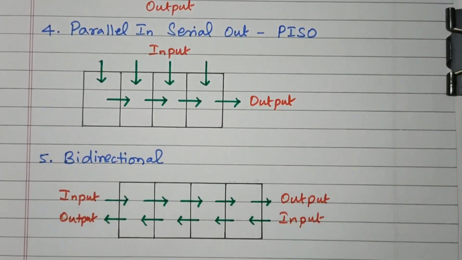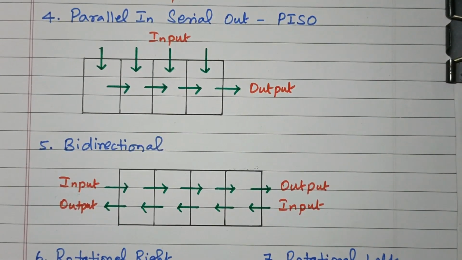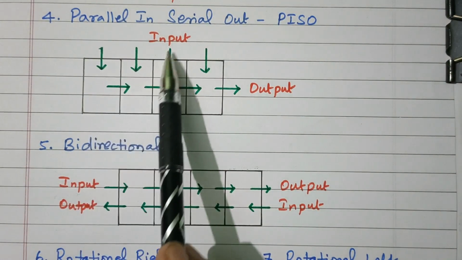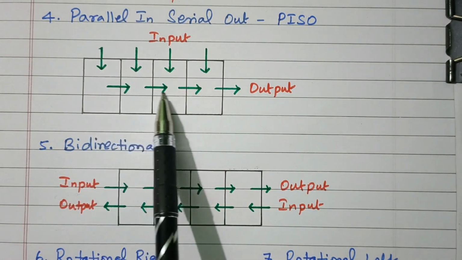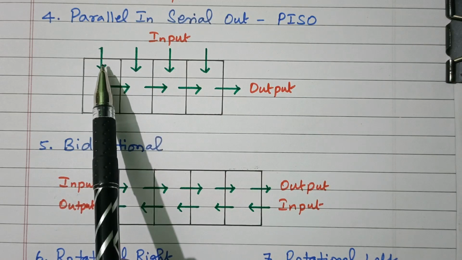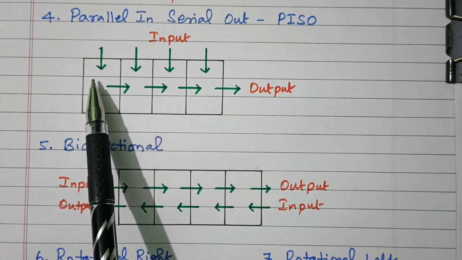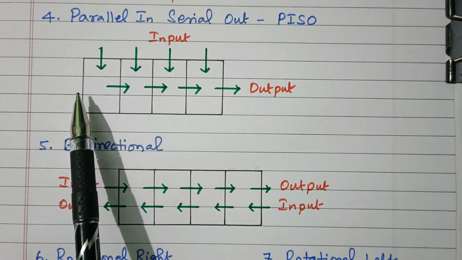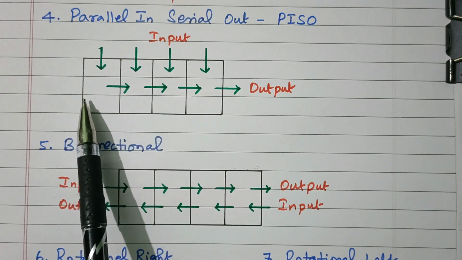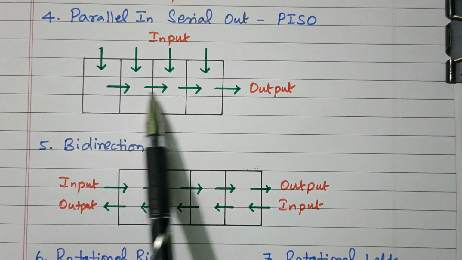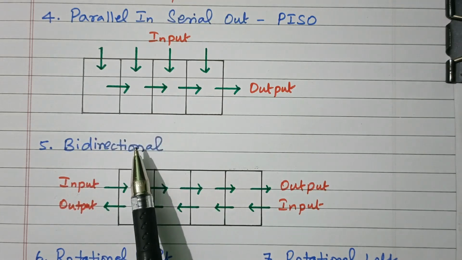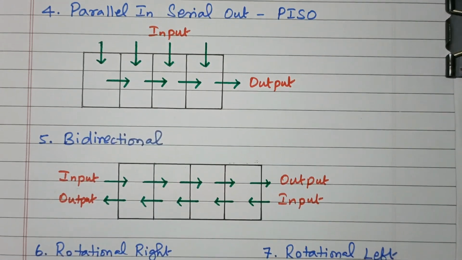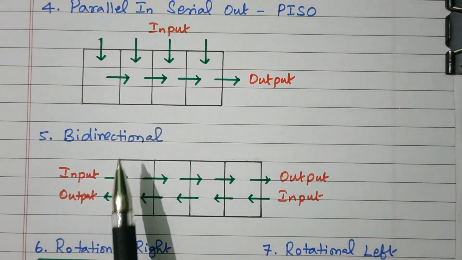The fourth type is parallel in, serial out. So data is loaded parallelly, but the data is taken out serially. Right? According to our requirement, we can use any one of the types: serial in, serial out; serial in, parallel out; parallel in, parallel out; or parallel in, serial out. So these are the 4 basic types, and 2 more types are available, bidirectional.